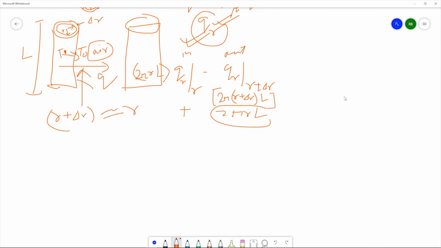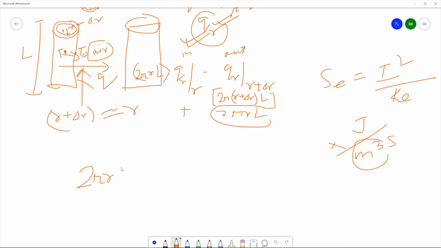Now, the energy production rate was given as I squared by electrical conductivity, Se. This is per unit volume, so you have to multiply with the volume. What is the volume of this thin shell? First take 2 pi r l, the curved surface, into delta r. That gives you the volume of the thin shell. So you just have to multiply into Se. So this is the shell energy balance for this problem.